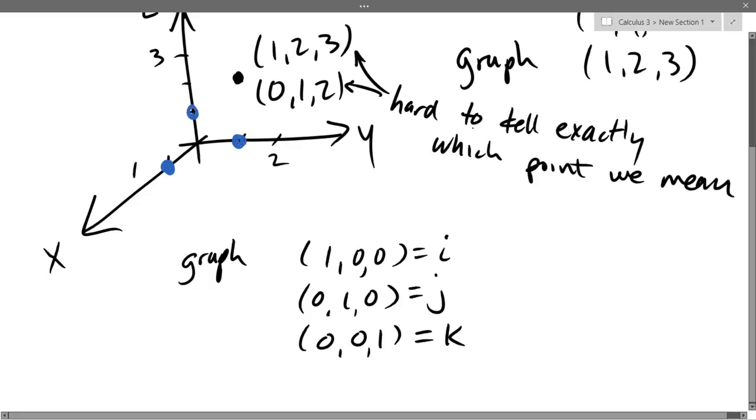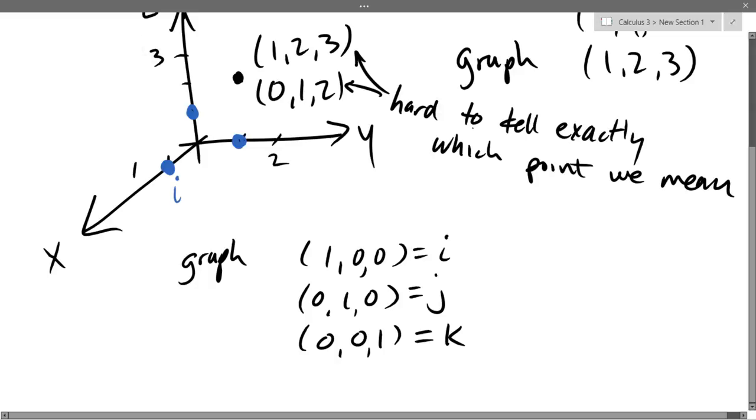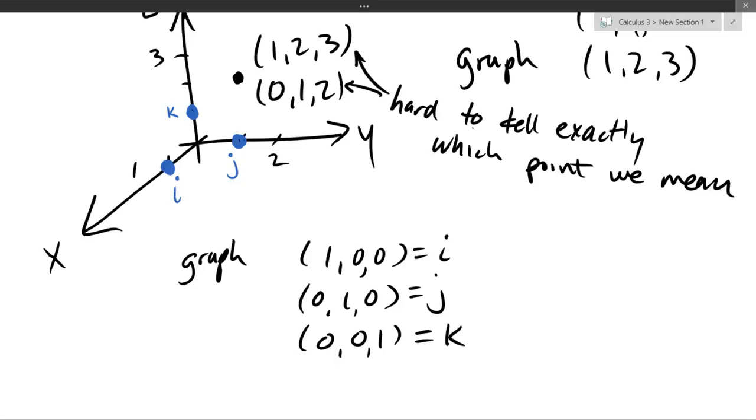The only reason you're allowed to graph these nicely is because they're directly on an axis. So it's not really ambiguous as to where they show up. So I is the first one I did, J is along the y-axis, and K is up. So there's your IJKs. Now, once you leave the axis, that's where things become very ambiguous. So we're not going to try to graph too many things in three dimensions.